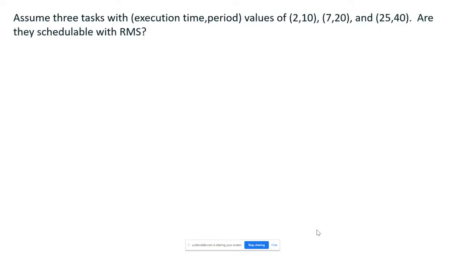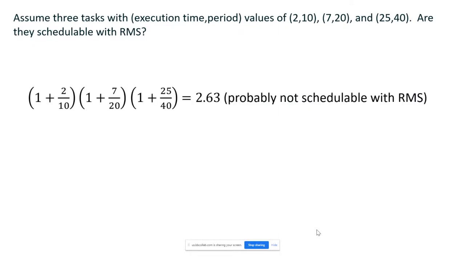Question 3: assume 3 tasks with execution time period values of 2:10, 7:20, and 25:40, so these are different tasks now. Are they schedulable with RMS?